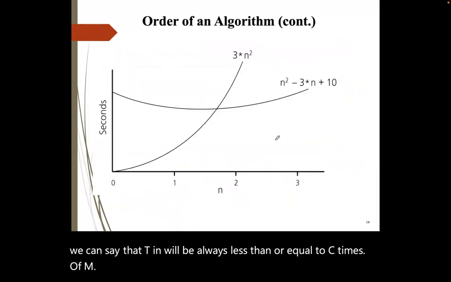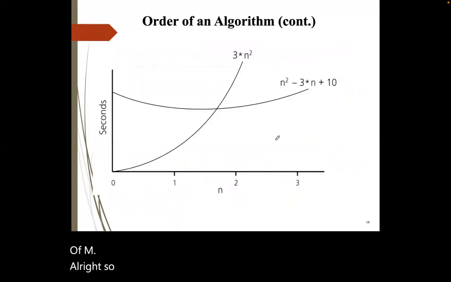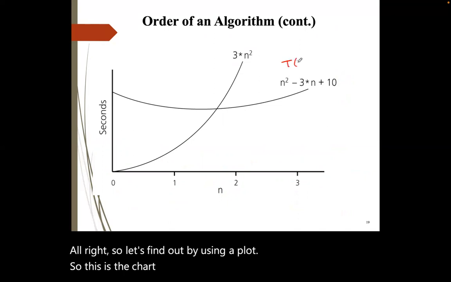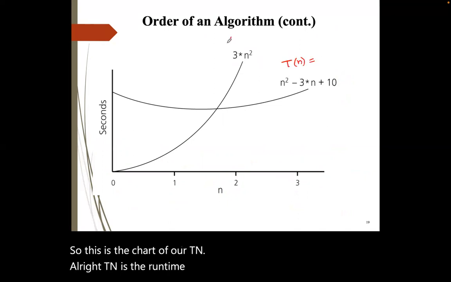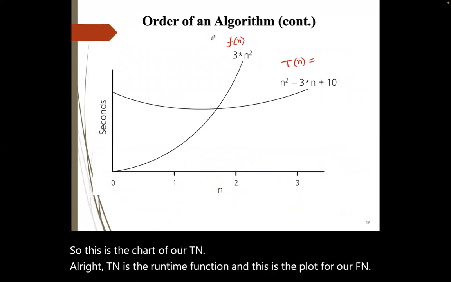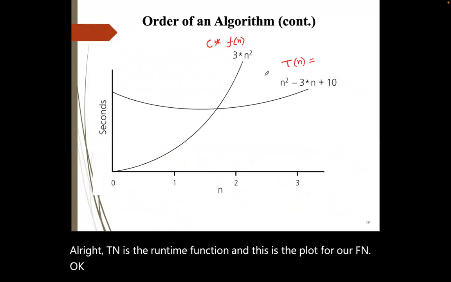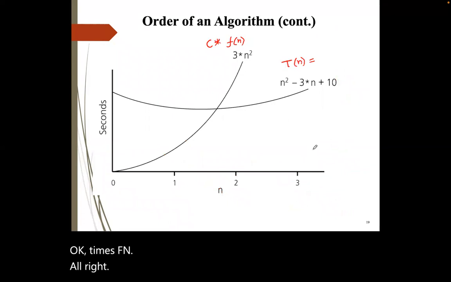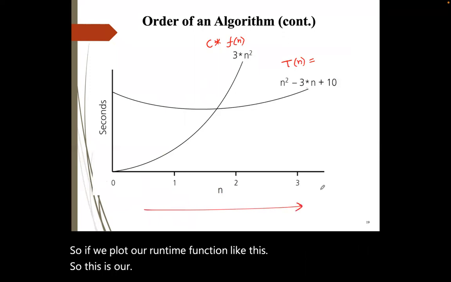All right. So let's find out actually by using a plot. This is the chart of our T(n). T(n) is the runtime function, and this is the plot for our f(n). Actually c times f(n). So if we plot our runtime function like this, this is our input size.